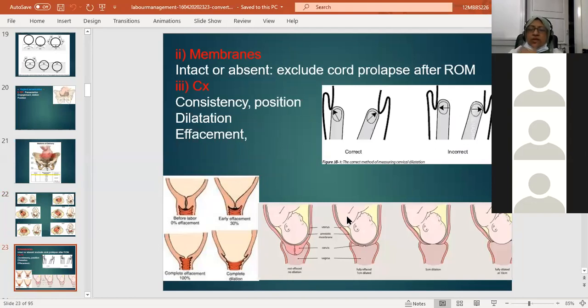Then while doing the vaginal examination, this is the vagina, and these fingers are in the cervix. These are the cervical margins, so this cervix is dilated. This is not a correct position while you are introducing your finger, not just at the margin but inside the cervical canal, so you can correctly assess the dilatation of the cervix. Sorry, this is the incorrect position. Not inside, this is the margin. By the margin, we assess the dilatation of the cervix.